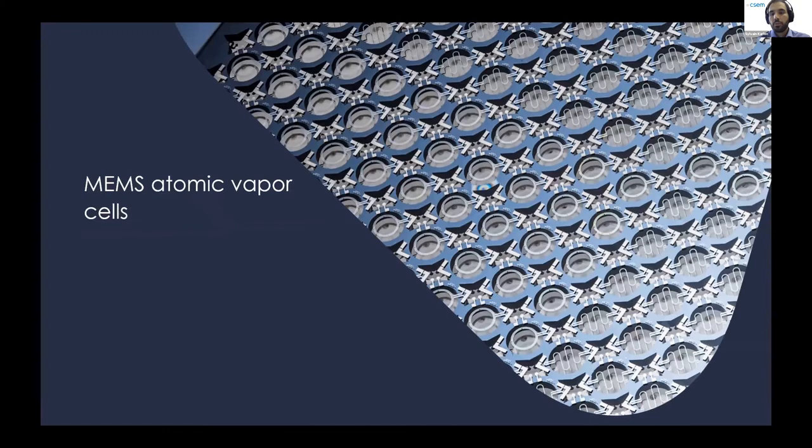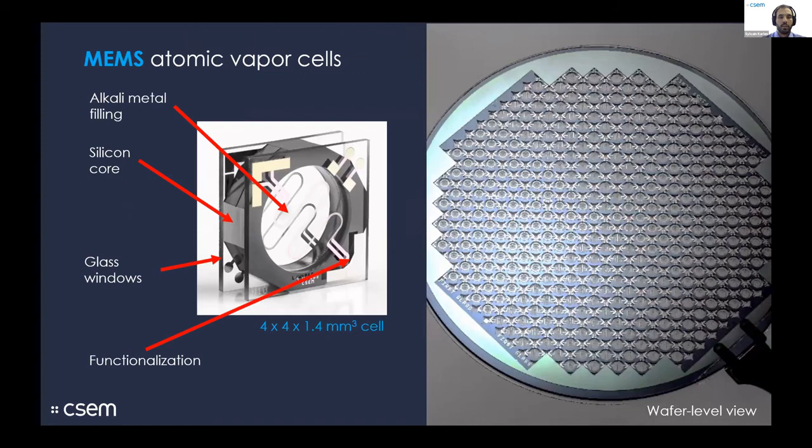But let me come to the core of my talk and the real subject of it, the MEMS atomic vapor cells. So first of all, what is a MEMS atomic vapor cell? Basically it's a sandwich of glass, silicon and glass with a hole in the silicon. And this hole is filled with an alkali metal, in our case most of the time rubidium, and some gas. At CSEM, we fabricate these cells at the wafer level using microfabrication technologies, meaning that we can reduce the cost of fabrication and add functionalization to the cell. With one fabrication run, so with one wafer, we can produce a few hundred cells depending on their size and the size of the wafer.